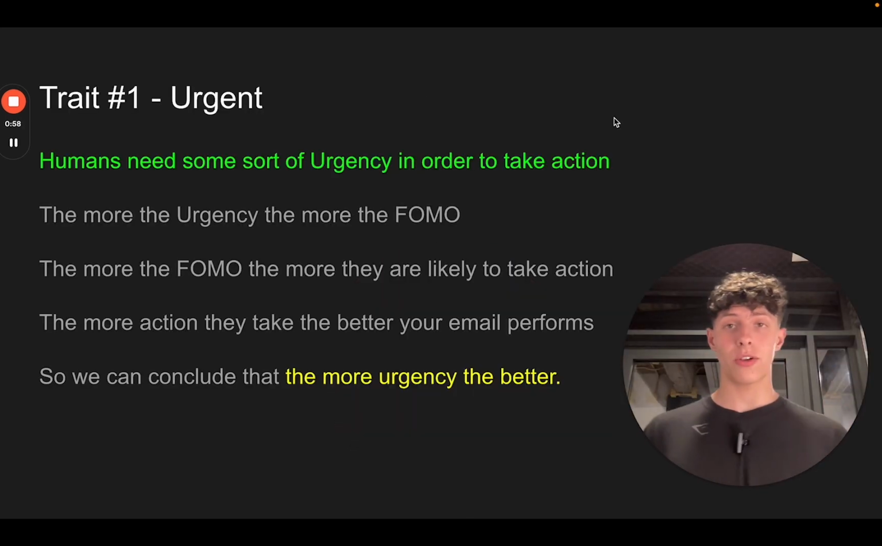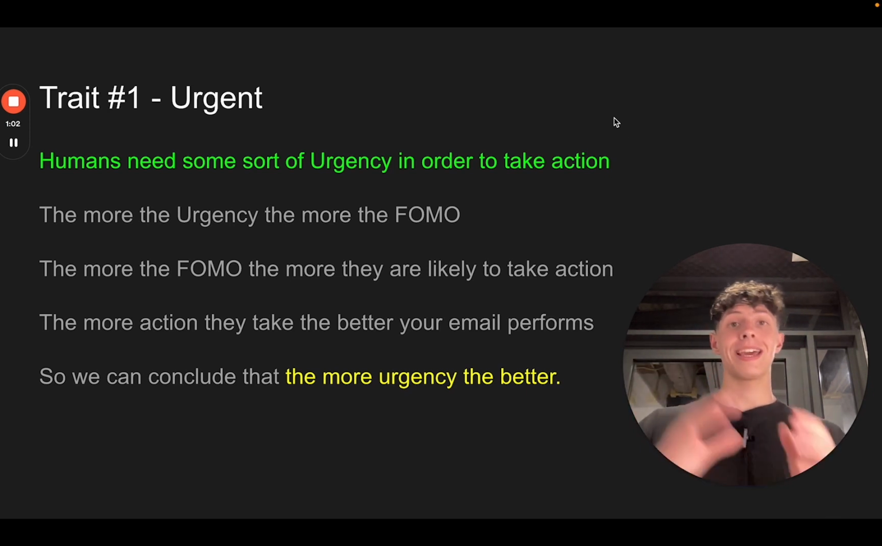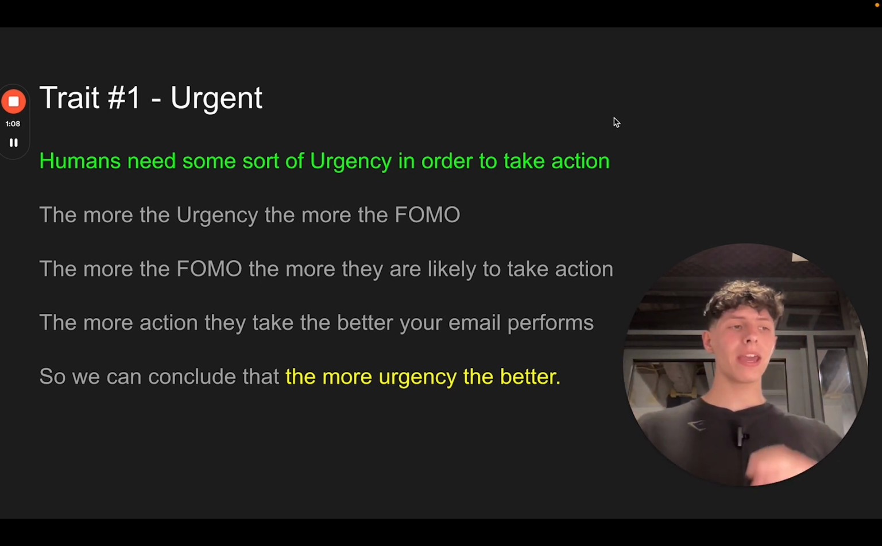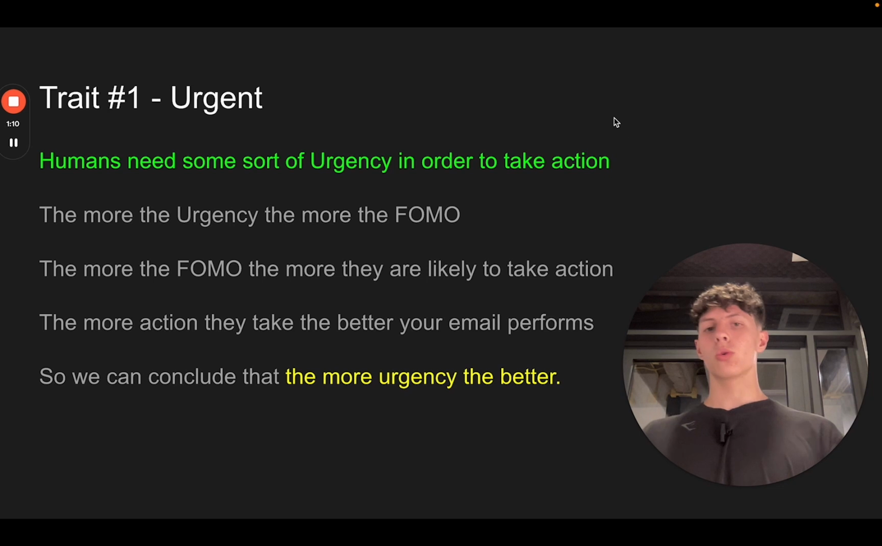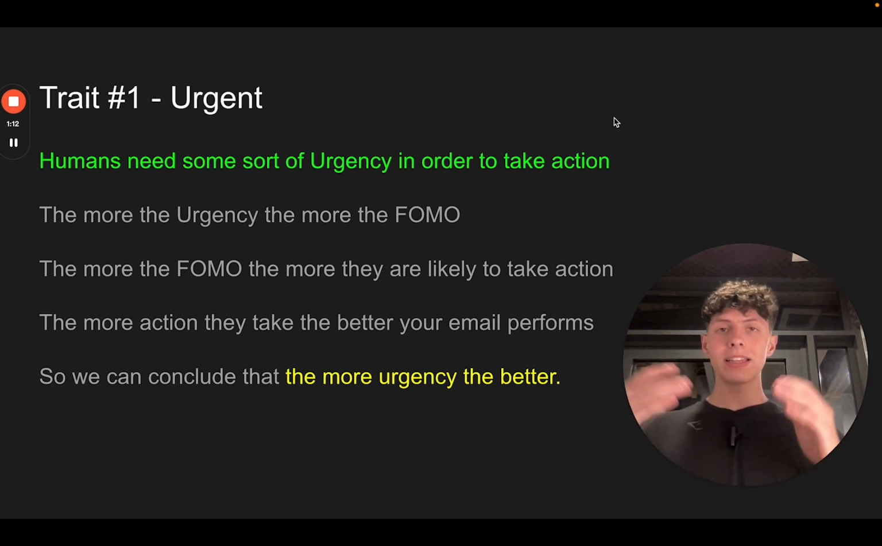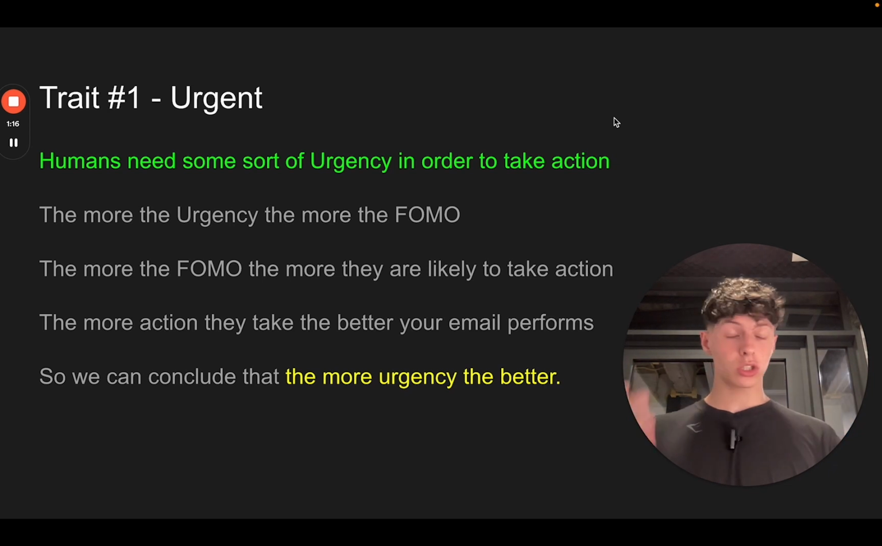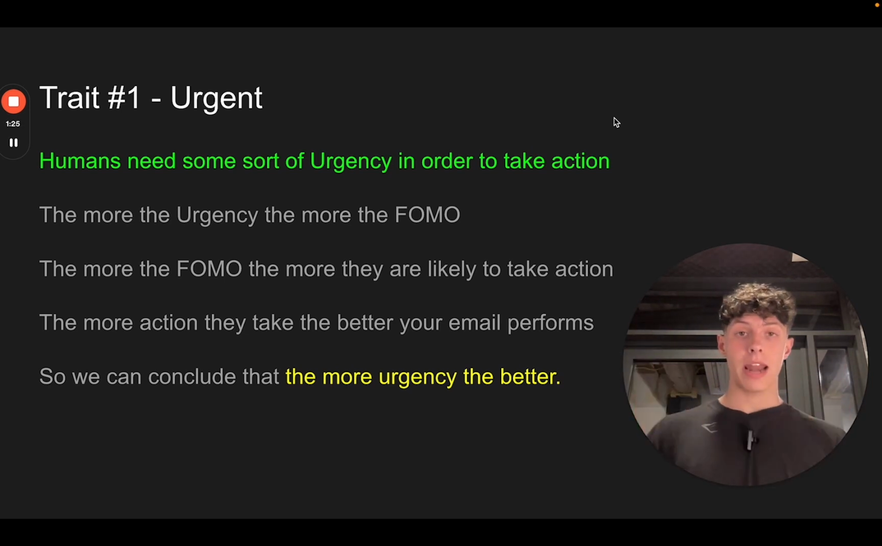Urgent. That's the first trait of a killer subject line. Humans need some sort of urgency in order to take action. Think about it. We're lazy. We wait until the last minute to pay the bill. We wait till the last minute to clean the dishes. We wait till the last minute for everything. So we need to give them some sort of urgency in order to get them to click the email now, to click the link now. For everything they've got to do, they need to take action now. In this case, we want them to open the email now.